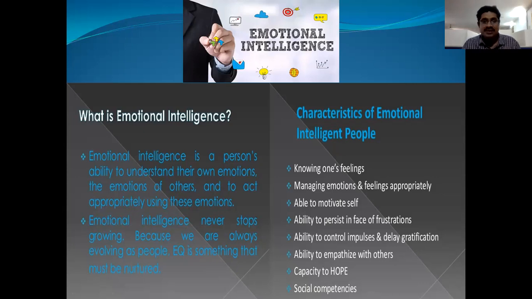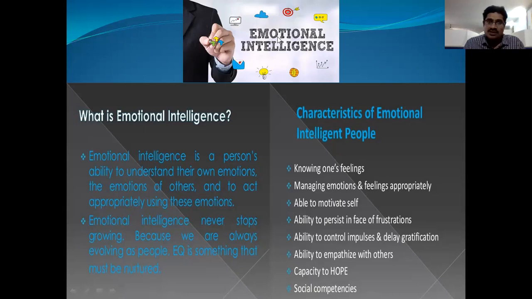Based on these levels of understanding, we need to focus on our actions based on our adapting levels. So these are the emotional intelligences, right? Emotional intelligence is a person's ability to understand their own emotions and the emotions of others and to act appropriately using these emotions. Emotional intelligence never stops growing because we are always evolving as people. EQ is something that must be nurtured. So this is all about emotional intelligence.